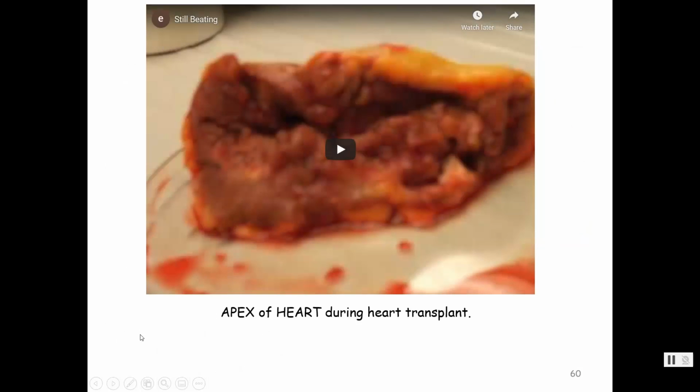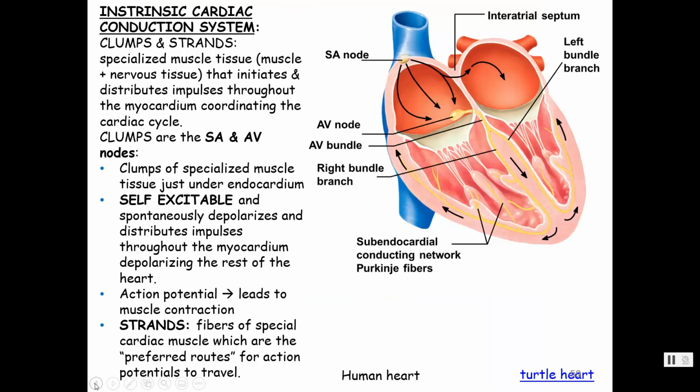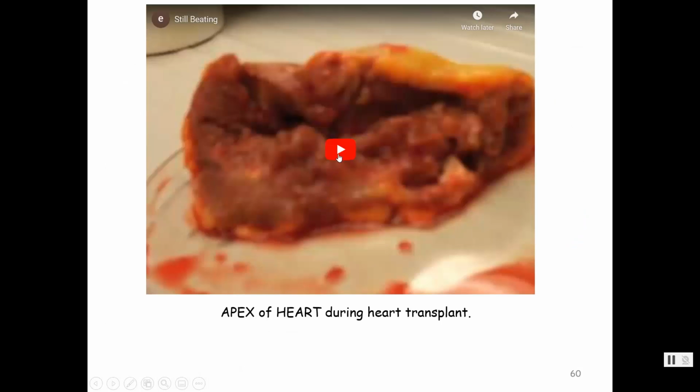Hang with me. Okay, so this is the apex of a human heart in surgery. Let me click back just one second. So what you're looking at, just imagine I lopped this off and stuck it to the side. We don't have the SA node or the AV node, but we have some of these preferred pathways. And remember, 1% of the cells are auto-excitable, so they're self-excitable. So let's go ahead and see what happens.